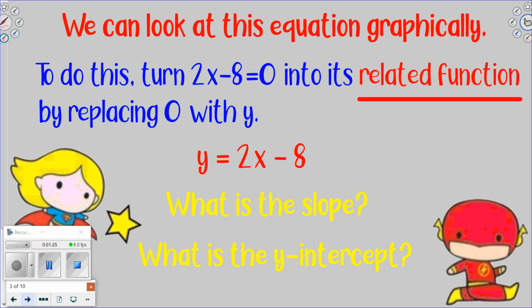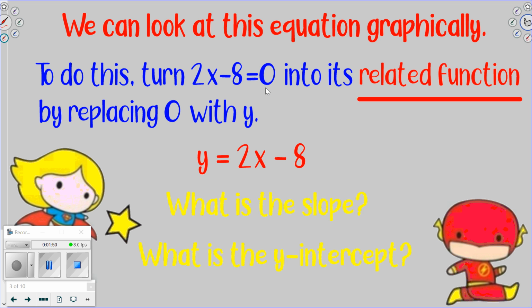To do this, you will turn 2x minus 8 equals 0 into its related function. When you hear the term related function, all that means is take the 0 that it's equal to and replace 0 with y. That's all that means. Once your equation is set equal to 0, take the 0 away, put in a y, and now I can graph this.